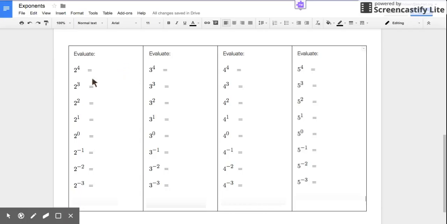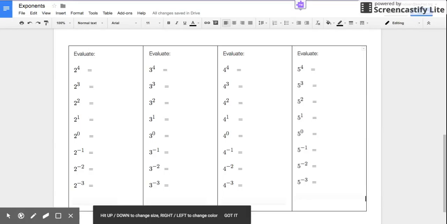So we have here a list of powers, some powers of 2s, some powers of 3s, some powers of 4, and some powers of 5. Notice that the exponents are 4, 3, 2, 1, 0, negative 1, negative 2, negative 3. So we can say that the exponents go down by 1.